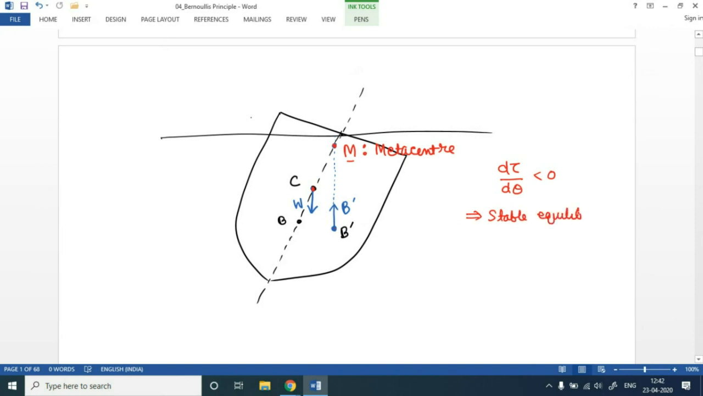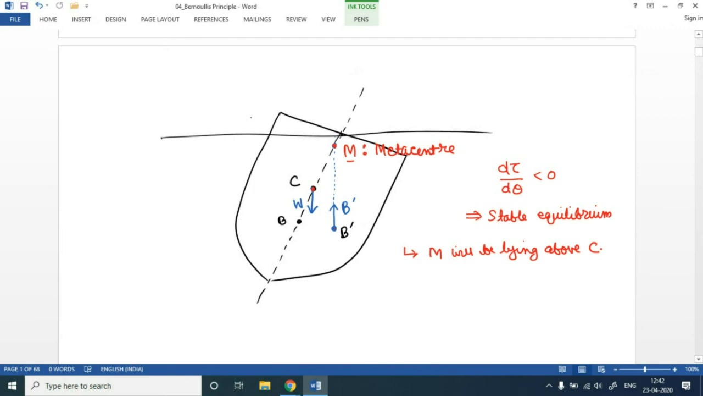You can clearly see it through the diagram. And another way to look at it is in terms of the metacenter: in case of stable equilibrium, the metacenter will be lying above the center of gravity, you can say.